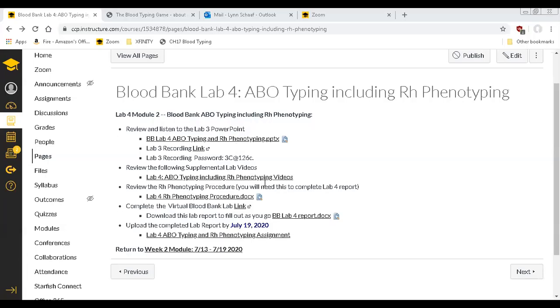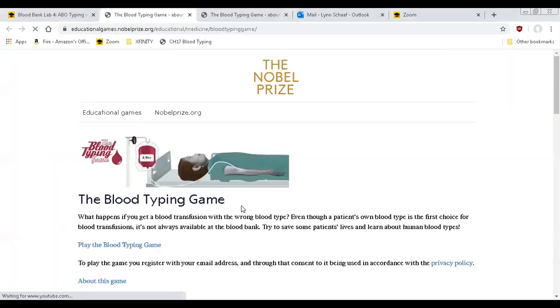Sorry guys. And so when you actually do go to do the lab, there are some other things you're going to be doing besides RH phenotyping. So just like last time, you want to click on the link here. And just like last time, you're going to be doing some blood typing with the blood typing game to maintain your skills of interpretation.